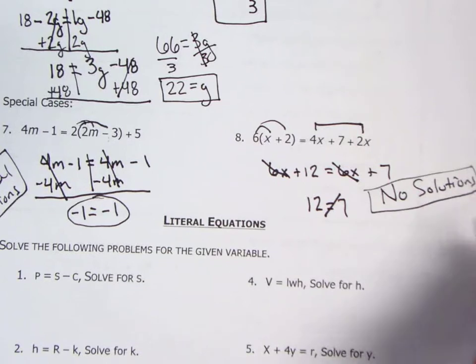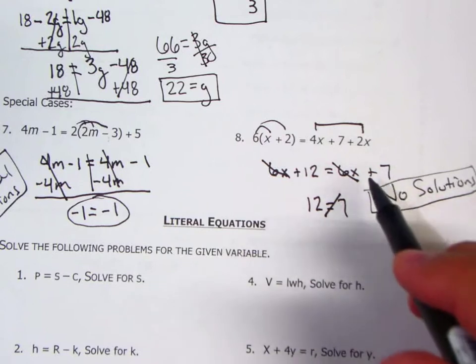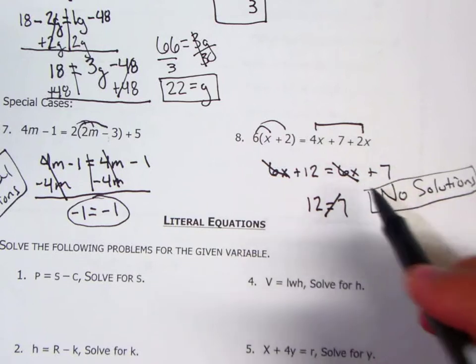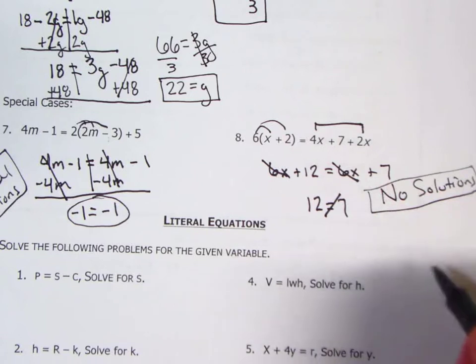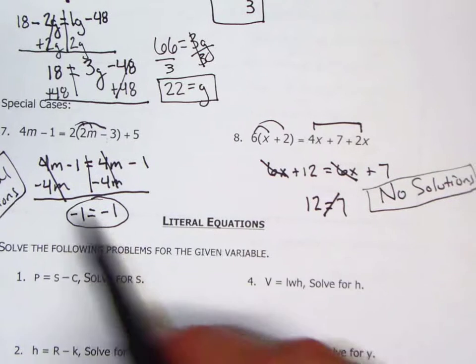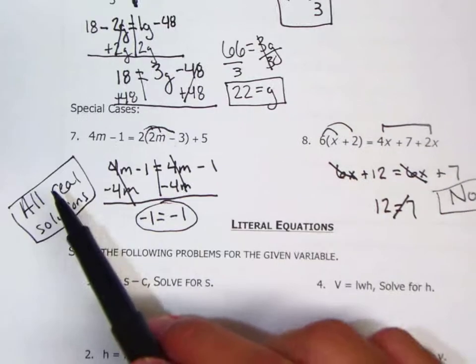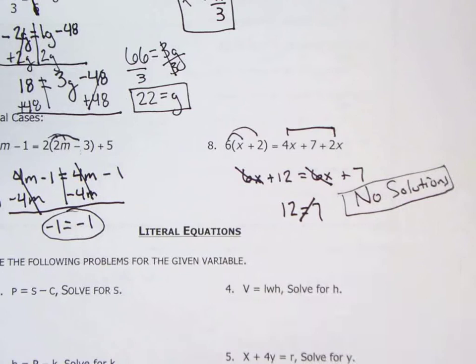No solutions, which means no matter what value you put in for x, whether it's 10 billion, 25 million, negative 70,000, doesn't matter what you put in for x, you are never going to get an answer that works. Okay, so these are your special cases. True is all real solutions. Not true, no solutions.